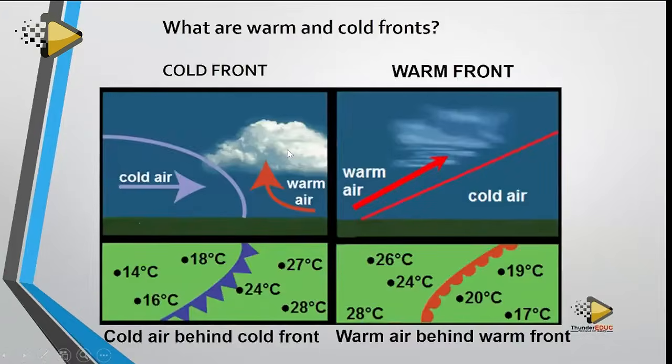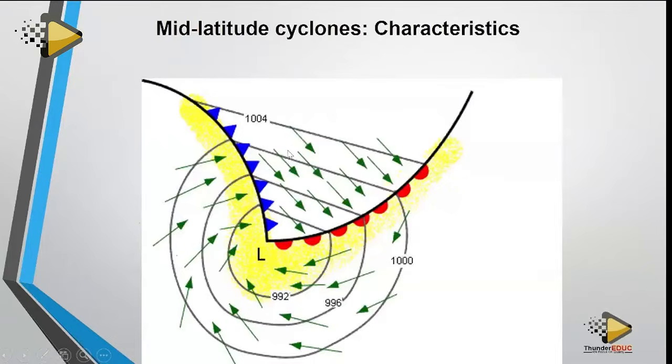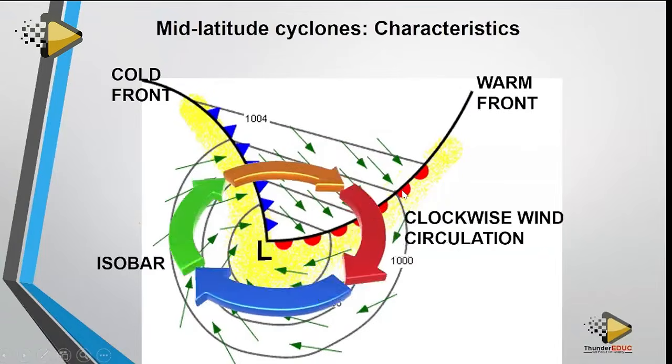Now, let's look at the cyclone in its mature stage. If you get the diagram and you are asked what stage of development this is, you know the stage of development here is the mature stage. And then why do you say it's a mature stage? Because we can see we have a well-developed cold front and a well-developed warm front.